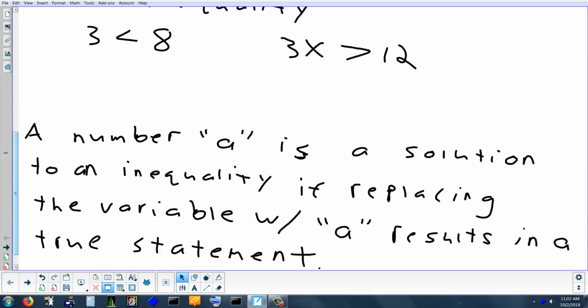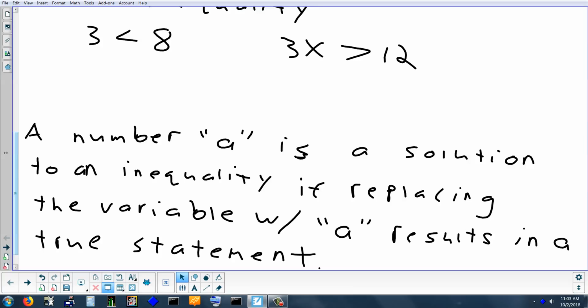If I plug in 5 for x, I get 3 times 5 gives me 15. And is 15 greater than 12? Yeah, so that means 5 is a solution. Is it the only solution? No, there's a bunch of solutions. Okay, that's what makes it different than an equation.